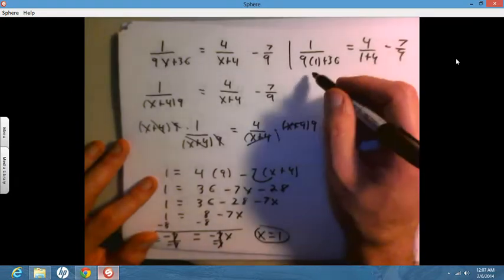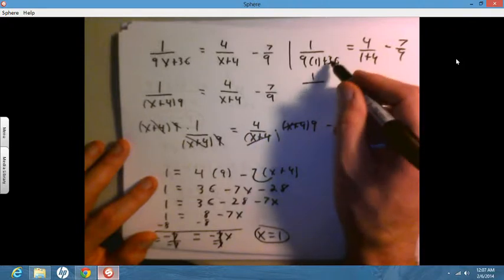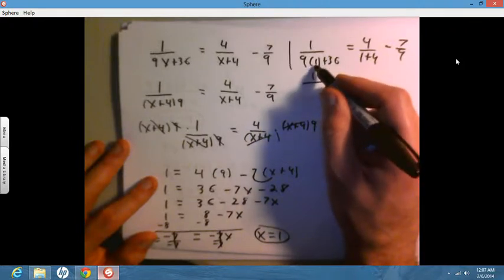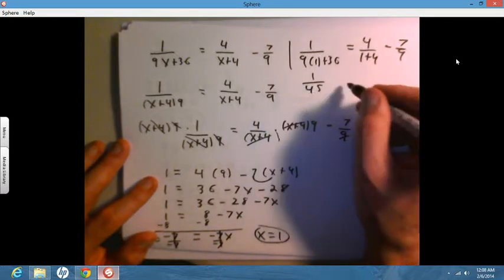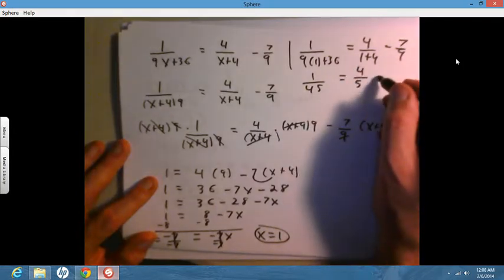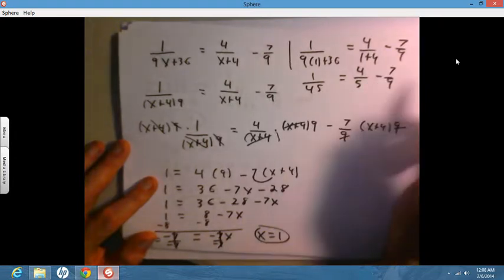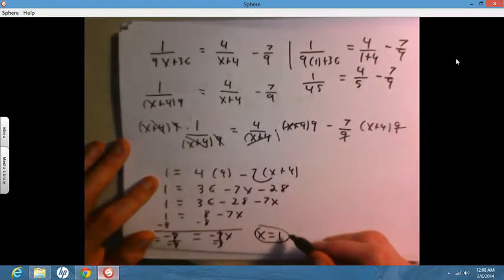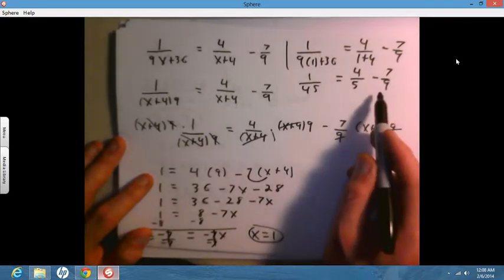And that gives us 1 divided by 36. 9 times 1 is 9. And 36, that's going to be 45, is equal to 4 divided by 5 minus 7 over 9. So that tells us nothing's undefined, and so we don't have to worry about x equals 1 not being a solution. If we want to check our work, we can just combine terms over here.